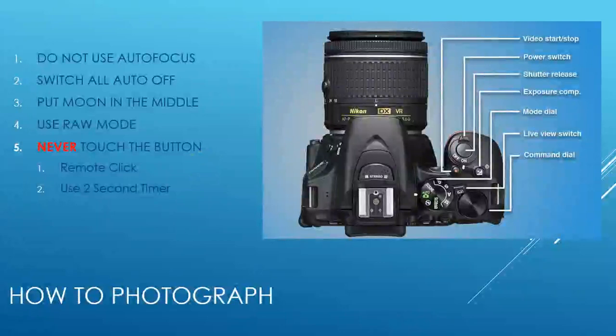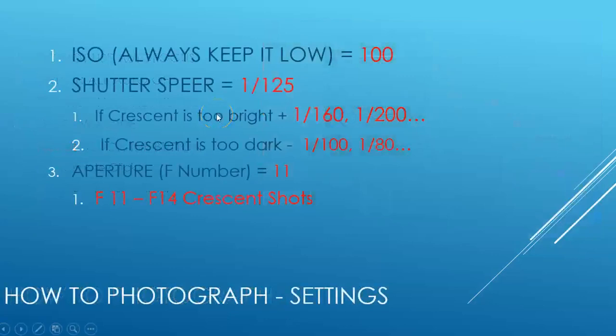Now, since you've switched off all your auto stuff, what settings do you use? Read the manual on your camera and set the ISO to the lowest possible setting, usually 100. Set the shutter speed to 1/125. When you take the picture, and if your picture is too bright, then increase the shutter speed and set it higher to 1/160 or 1/200. When you take the picture, and if your picture is too dark, set the shutter speed lower to 1/100 or 1/80. So if it's bright, shutter speed's higher. If it's dark, set the shutter speed lower.